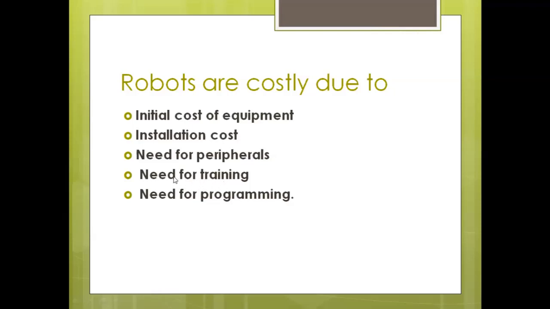Like that, there is some need of training. Next is need for programming. Already you know robots are working mainly because of the set of instructions, that is a program. Without a program, a robot can't work. That's why need for programming, it is costlier.